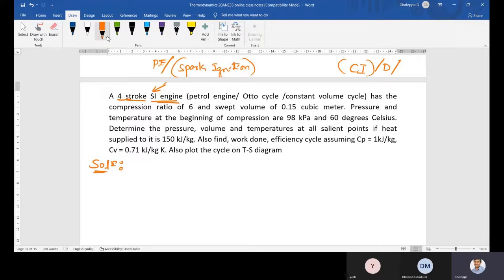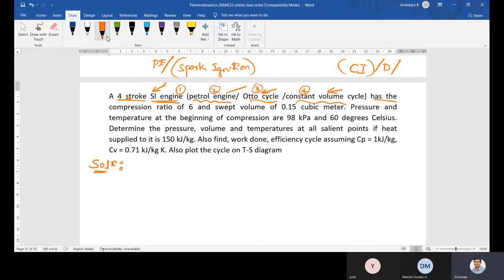Next point. The petrol engine works on which cycle? The Otto cycle. In the Otto cycle, combustion, heat addition, heat supplied, is at constant volume. They may give any one value in the exam. Out of the four different names, they may give any one, or for the students' understanding they may give two also.